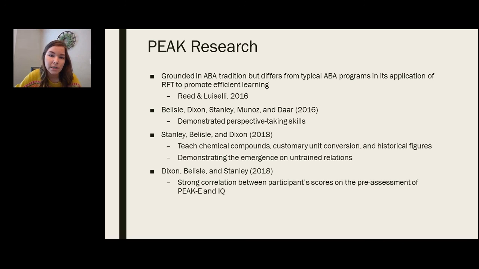Stanley in 2018 used the PEAK-E module to teach chemical compounds, unit conversion, and historical figures. Participants acquired mastery of these skills and demonstrated the emergence of untrained relations. In 2018, Dixon and his colleagues reported results indicating a strong correlation between participants' scores on the pre-assessment of the PEAK-E and IQ.